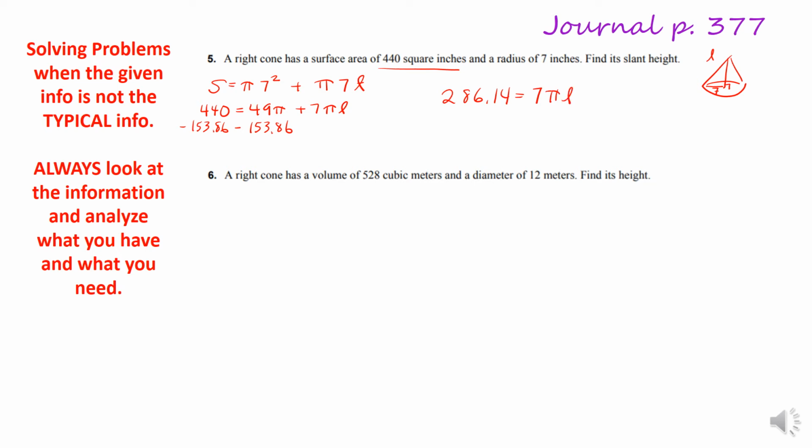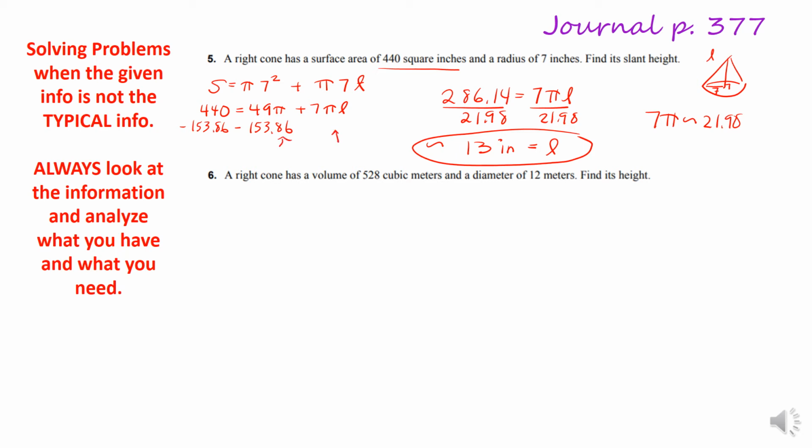Then I'm going to divide both sides. I calculate 7 pi is approximately 21.98. So I'm going to divide both sides by 21.98. And I get my slant height equals approximately 13 inches. Okay? So notice how I had to work backwards. Notice that I had to do these two things separately because of the plus sign. So be careful.